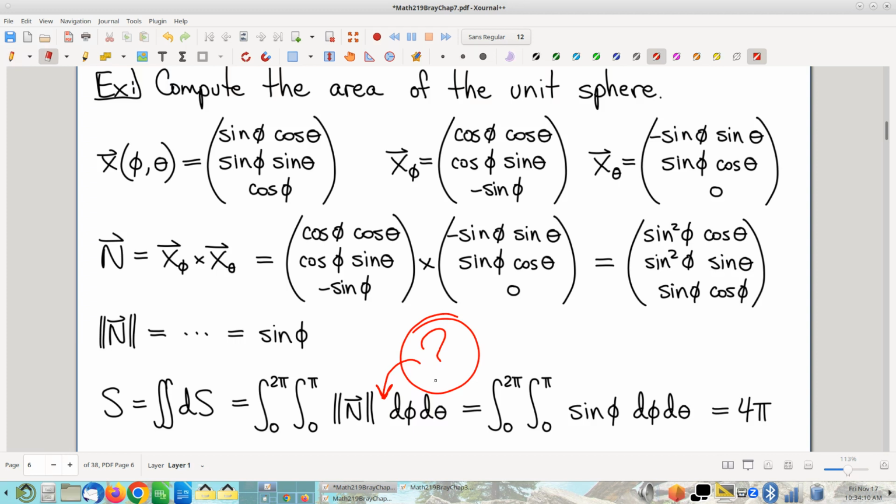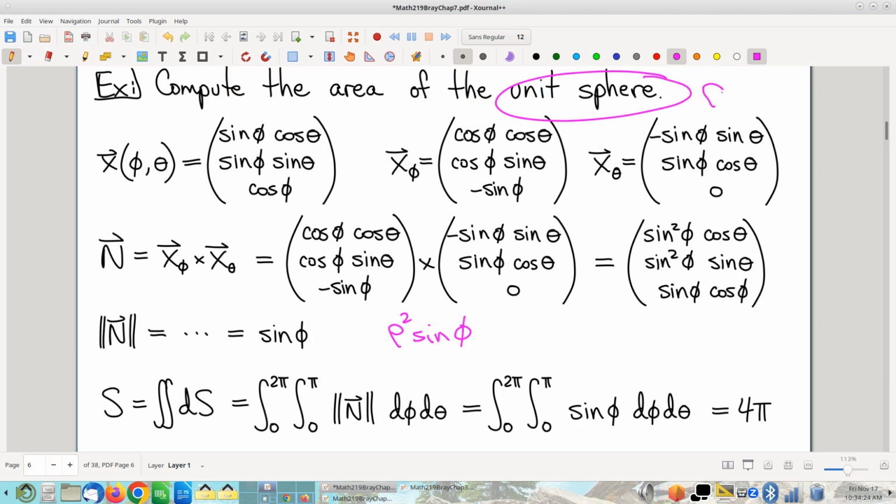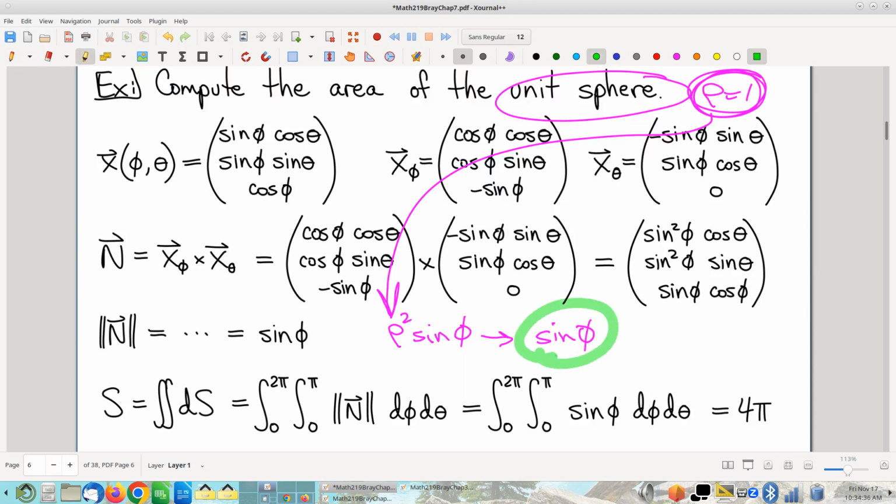Second observation I want to address. Students, again, very regularly ask, well, hey, wait a minute, check this out. If I did say rho squared sine phi, this unit sphere has rho equal to 1. If I take that rho equal to 1 and stick it into there, then this turns into sine phi, and hey, isn't that just an easier way to come up with the same formula? How about that? Very tempting.